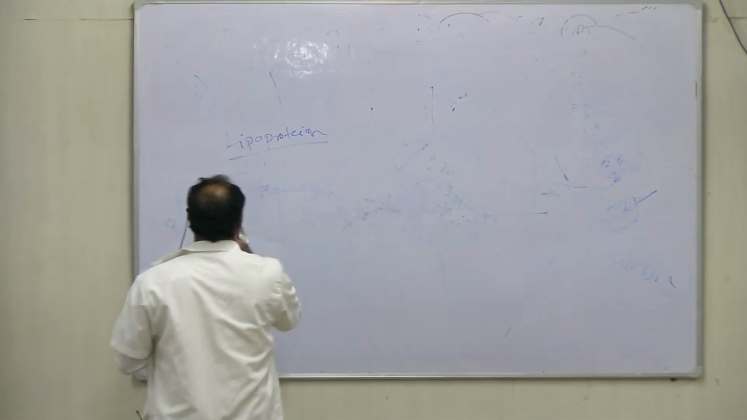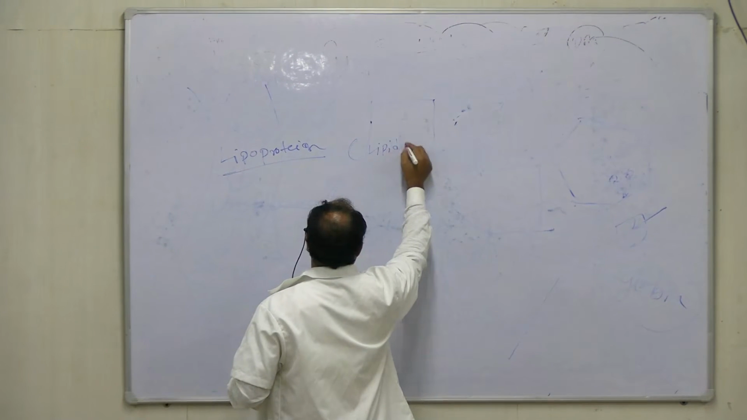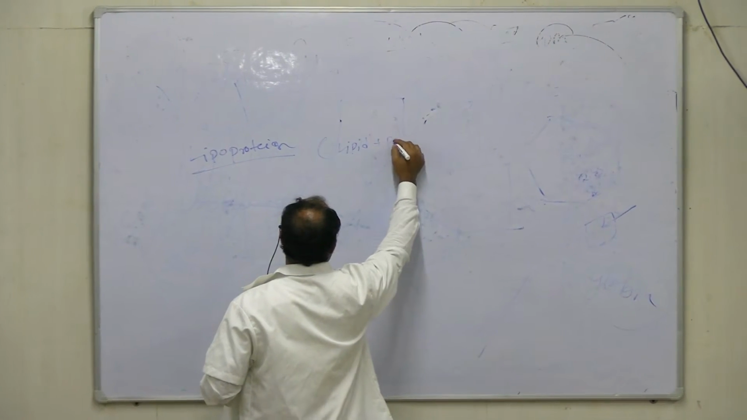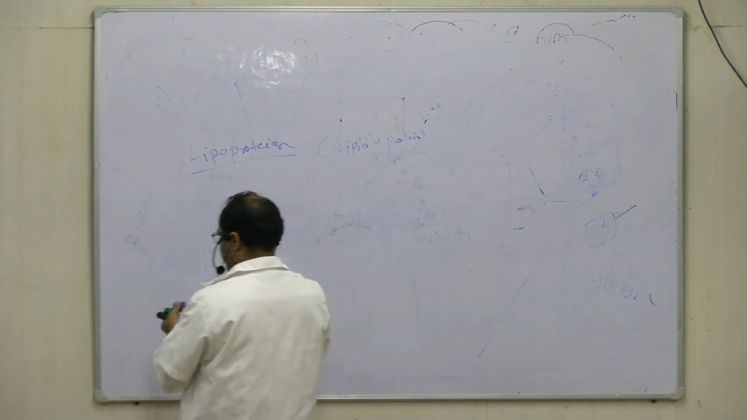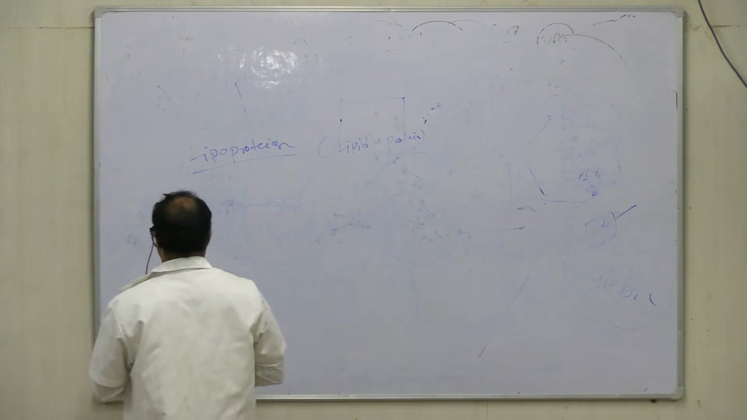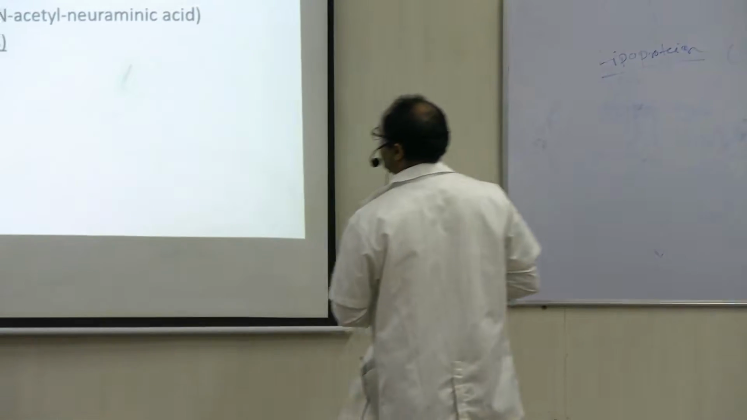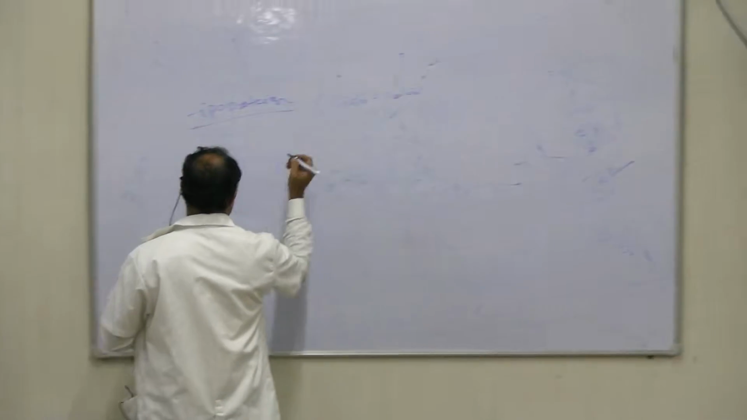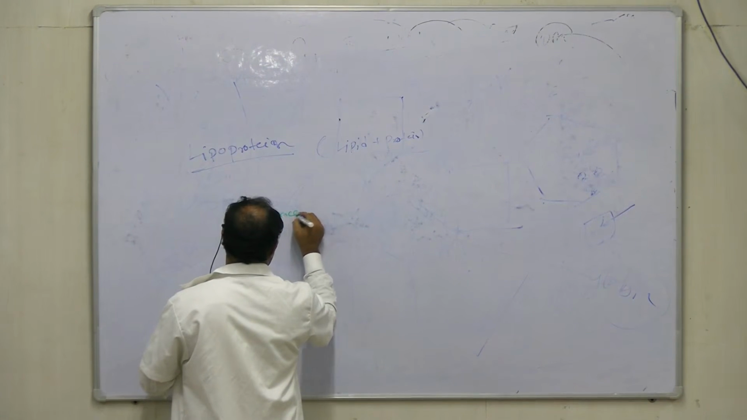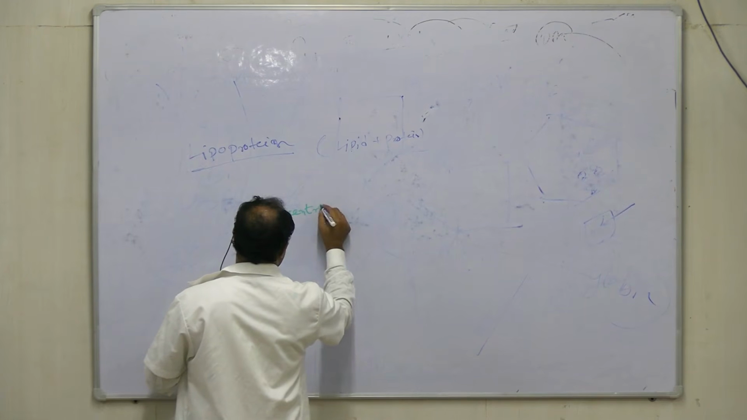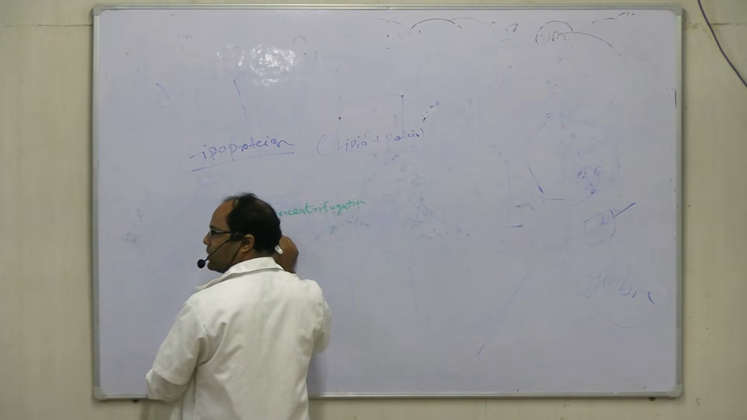Lipoprotein, lipid plus protein. They are present in blood. Example, chylomicron, VLDL, LDL, HDL. We can separate them by the process of ultracentrifugation or electrophoresis.